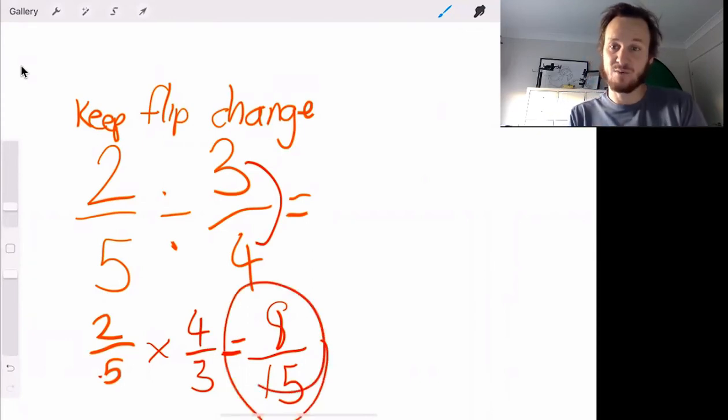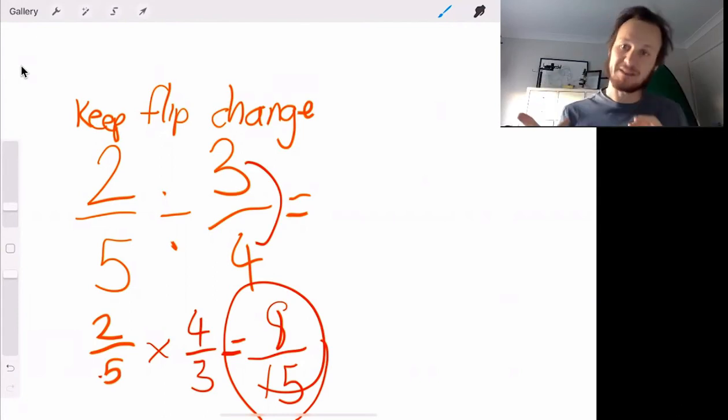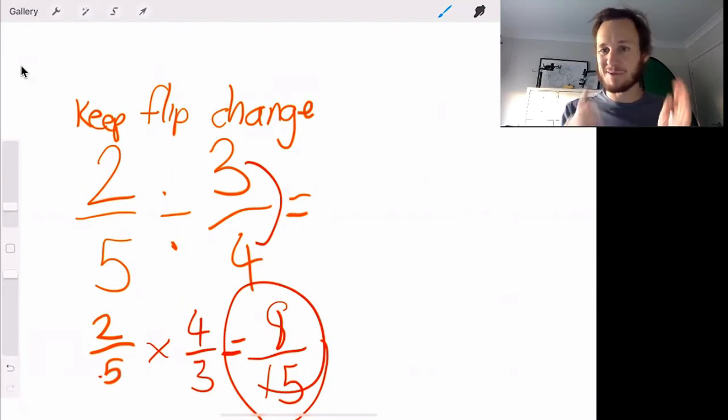The answer is 8/15. Okay, so when dividing fractions, remember, keep the first number, change the division to a times, and flip the last number upside down. And then you just go across the bottom and top. All right, I'm going to make it really short there. I don't want to make it any longer than I have to.